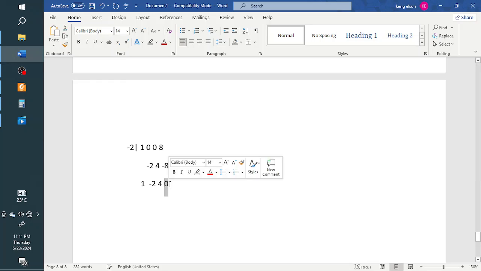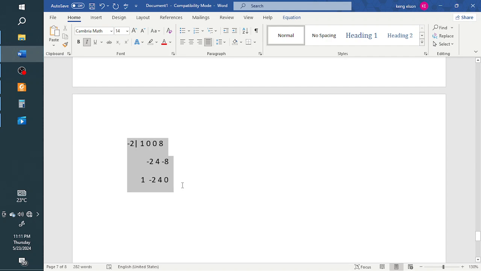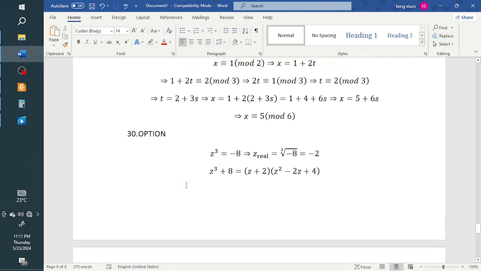This is the remainder. So my other factor will be z squared minus 2z plus 4. If you do long division, you're going to get that. It therefore means that my z cubed plus 8 is equal to z plus 2 times this other factor. Alright, so I was just running away from long division because it's too long indeed.